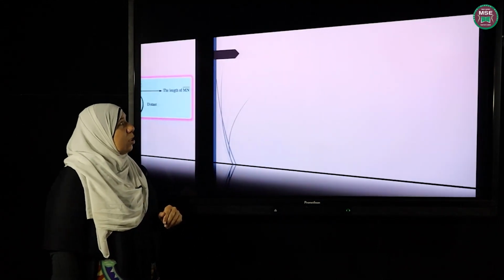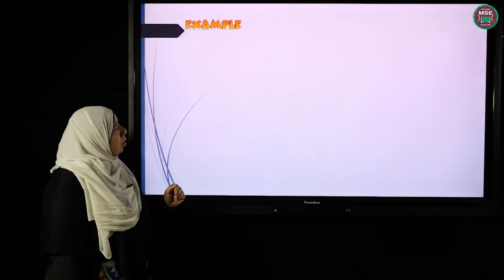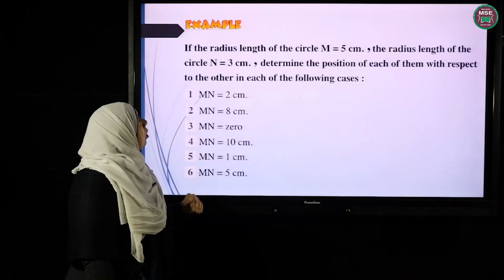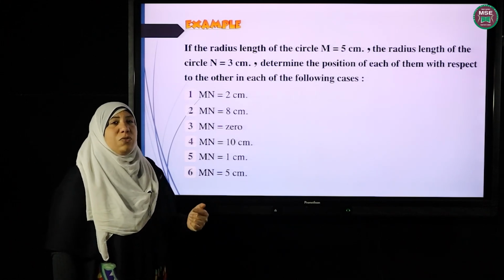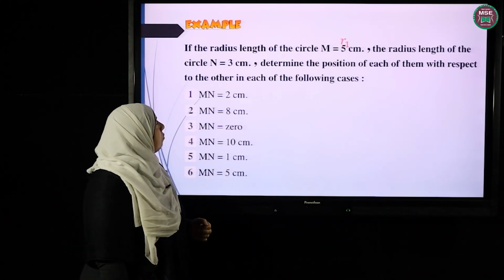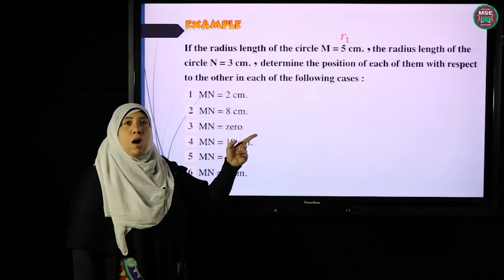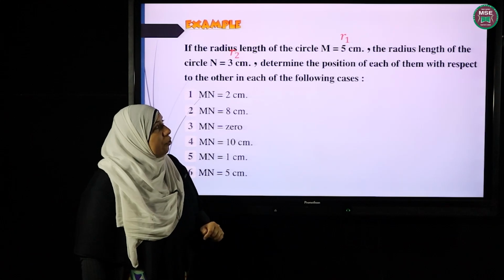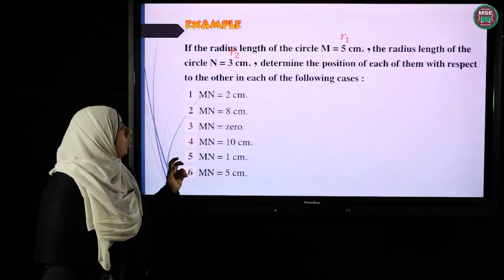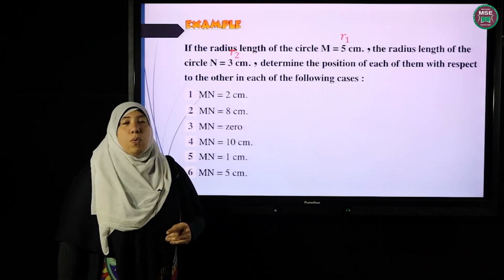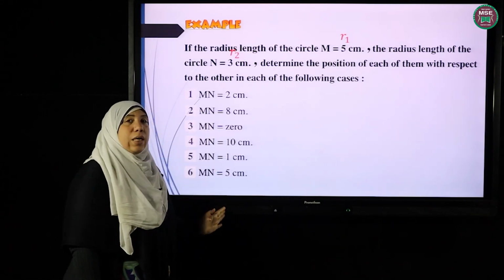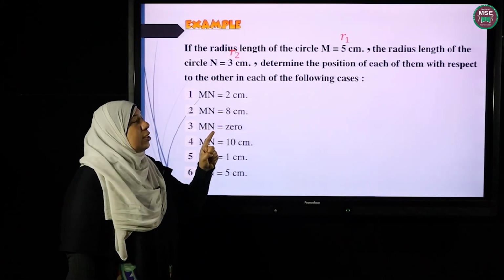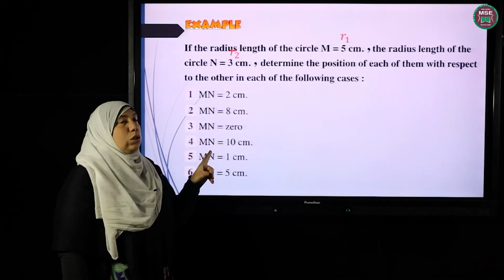And we will show it in the example. You will understand more in this example. Here, the radius length of circle M is 5, and the radius length of circle N is 3. So this is R1 and this is R2. Determine the position of each of them with respect to the other circle in each of the following cases. I have here 6 cases and I want to know the position. I have R1 is 5, R2 is 3.